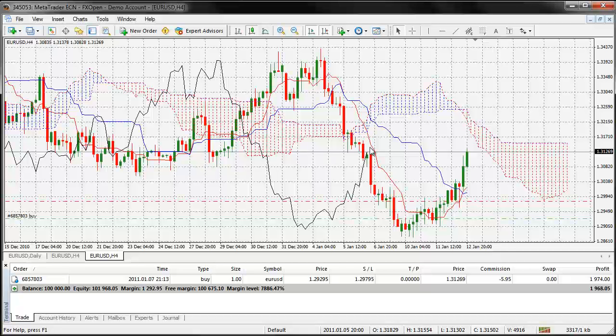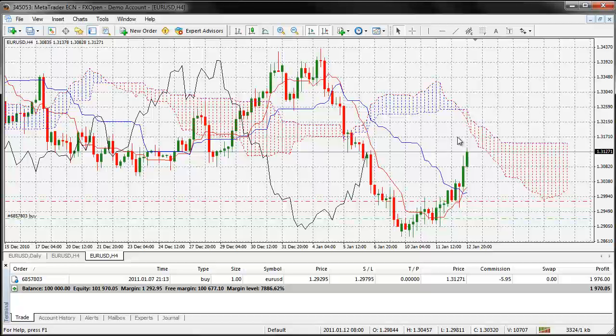But let's just say that these areas here, with the dotted dash lines in them, are called the clouds. The Japanese name for them, I believe, is Kumo, a Kumo cloud. And there are probably about 5 different ways you could use this particular indicator to find a buy or sell signal.